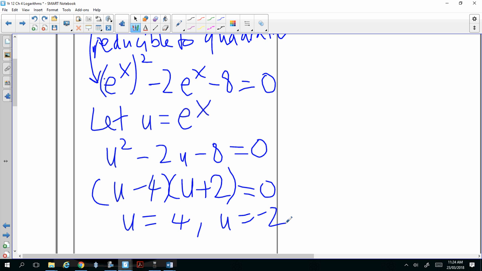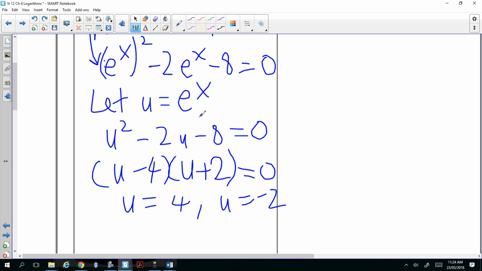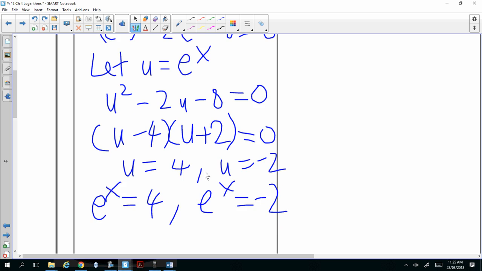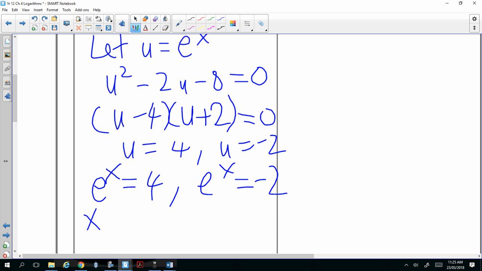We substitute e to the power x back into the equation, into u. So e to the power x is 4, and e to the power x is negative 2, which becomes the familiar exponential equation that we solved earlier. To solve this, we can just use the quickest way, write it in log form: x equals log base e of 4, which you can get on a calculator. And the other one, you have to write x equals log base e of negative 2. Now, could you take the log of a negative number? No, so that's actually no solution.